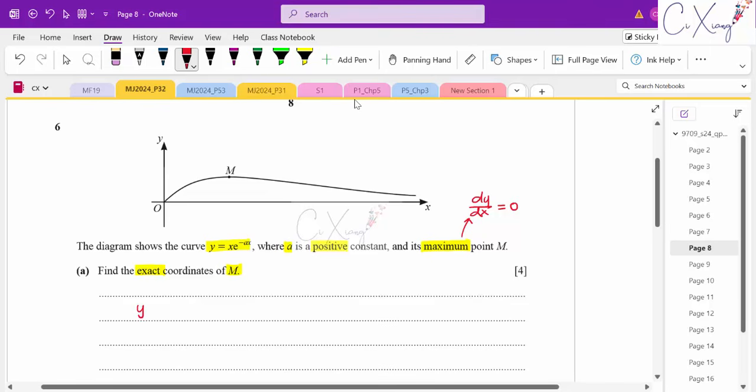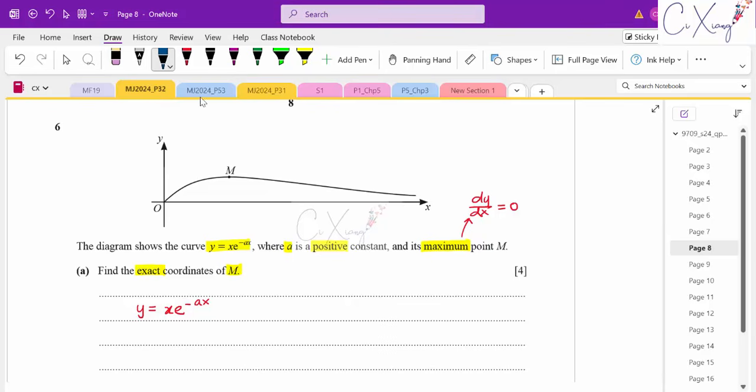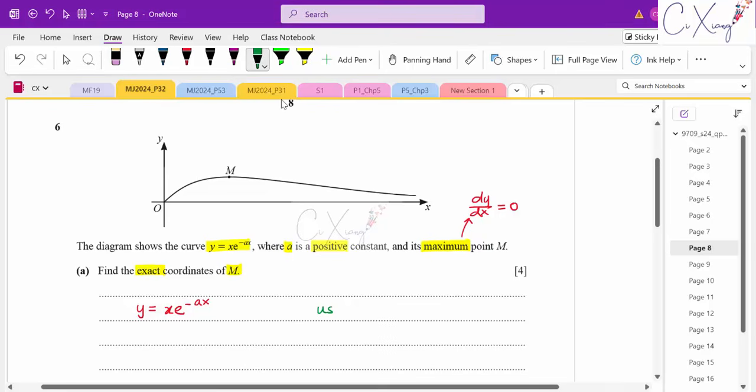Okay, so we will start with our equation here. So y equals x e power negative ax. So it is a product of two functions. x is the first bracket, e power negative ax is the second bracket. Therefore, if I want to differentiate this equation, I have to use the product rule. Means that you differentiate the first bracket, copy the second, then plus copy the first bracket, differentiate the second. Okay, so this is the shortcut I usually use.